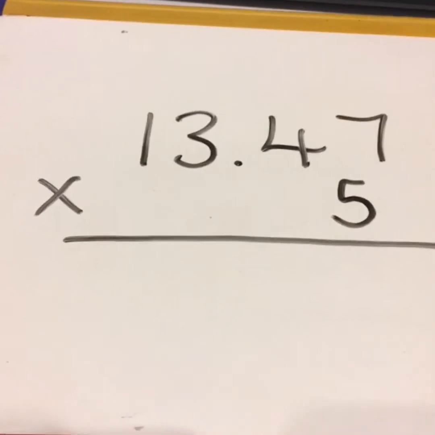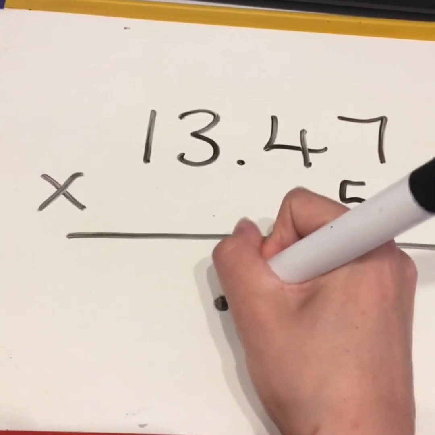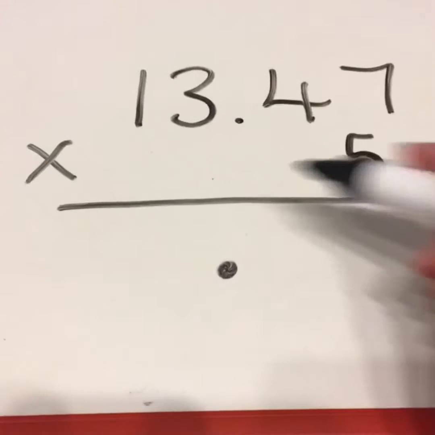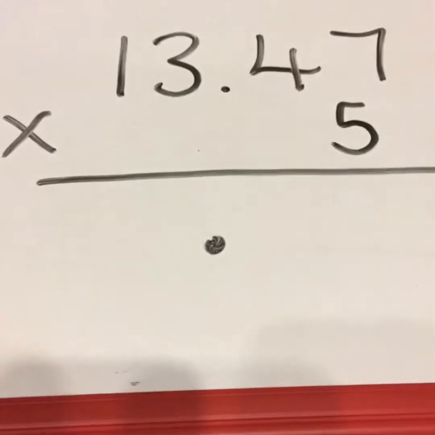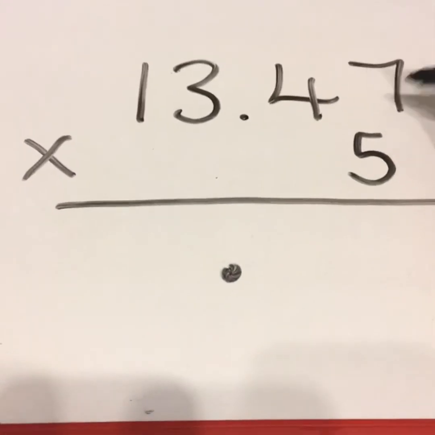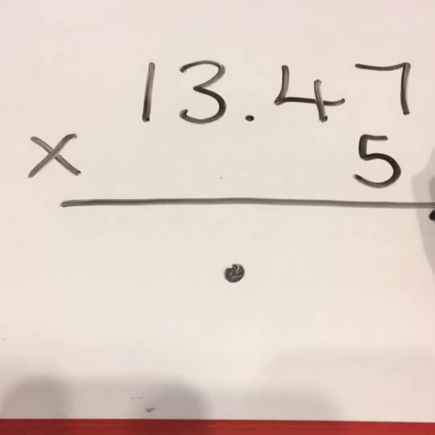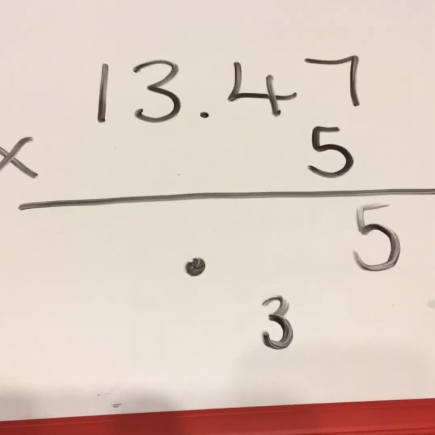You can do that method, that's absolutely fine. For me, I'm not going to, because the easiest way to do this, where you're least likely to make a mistake, is to put your decimal point in straight away. Treat this like a normal column method. That's probably the easiest way for you to do this. So 5 times 7 is 35. So I leave my 5 in the hundredths column and I rename those 30 hundredths as 3 tenths.